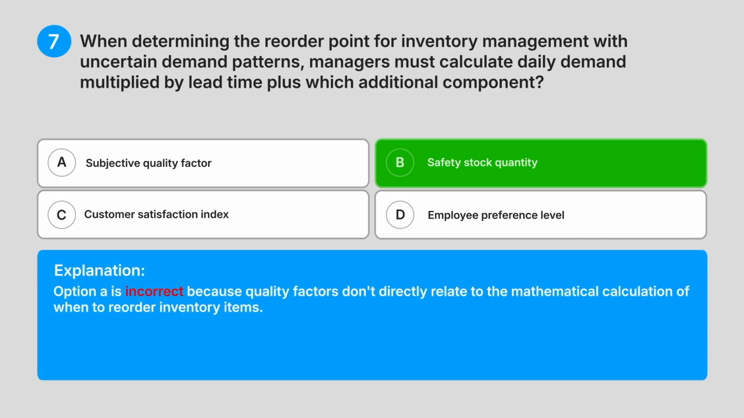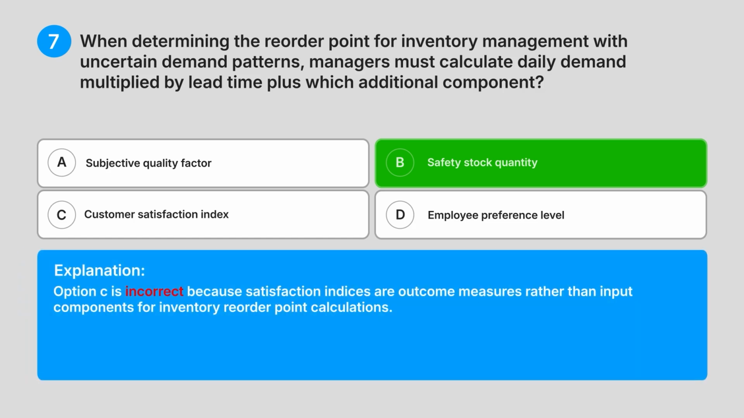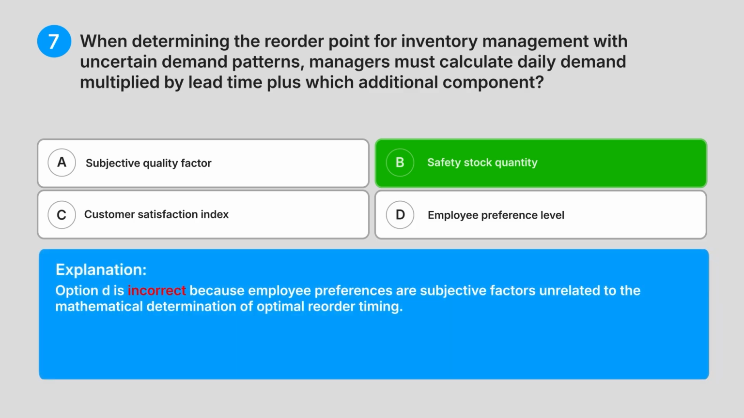Option A is incorrect because quality factors don't directly relate to the mathematical calculation of when to reorder inventory items. Option C is incorrect because satisfaction indices are outcome measures rather than input components for inventory reorder point calculations. Option D is incorrect because employee preferences are subjective factors unrelated to the mathematical determination of optimal reorder timing.